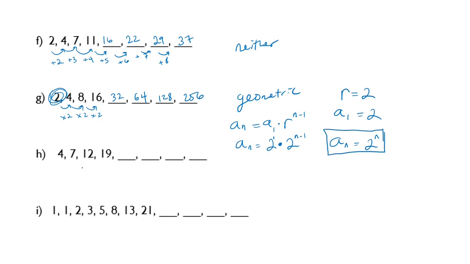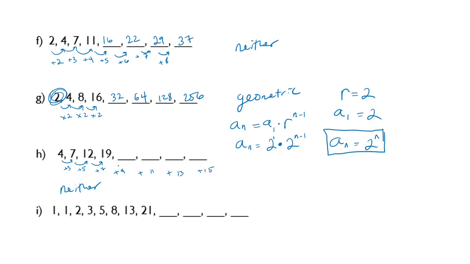In part H, it doesn't look like it's geometric or arithmetic. There's some other pattern. We'll have to add a 3 to get to 7. Add a 5 to get to 12. Add a 7 to get to 19. So this is neither geometric nor arithmetic. It looks like for this pattern we're adding odds to get to the next number. So let's add 9, and then we'll add the next odd 11, add the next odd 13, and then 15.